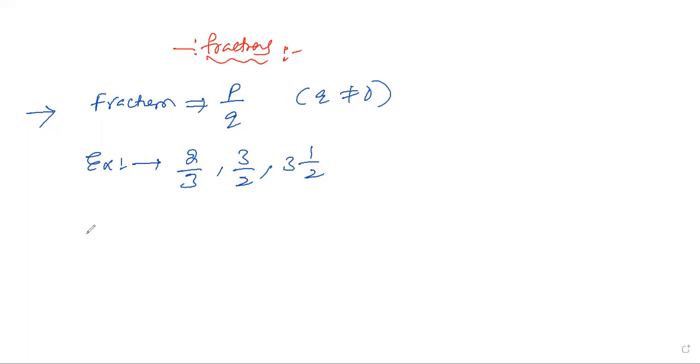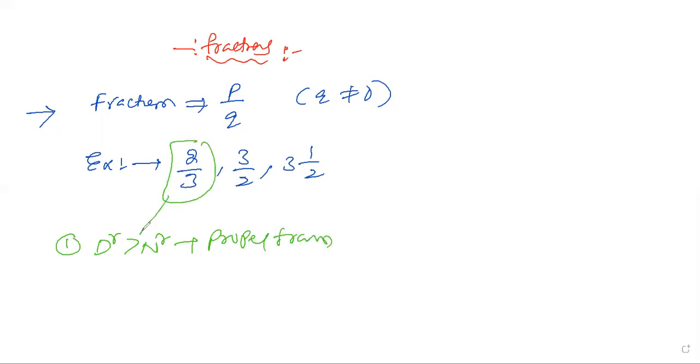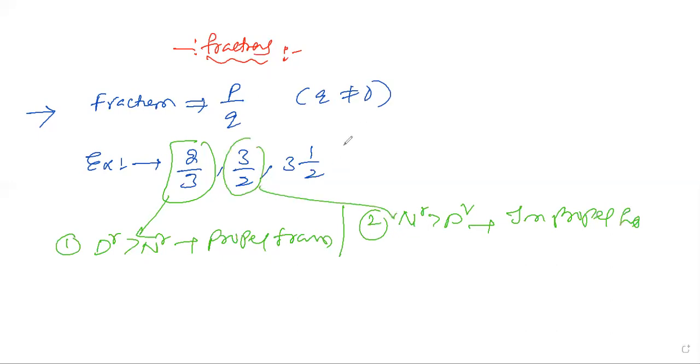The first type of fraction is where the denominator is more than the numerator. This is called a proper fraction. Example: 2 by 3, the denominator is more than the numerator, it is a proper fraction. Second case, the reverse: the numerator is more than the denominator. This is called an improper fraction. Example: 3 by 2, the numerator is more than the denominator.